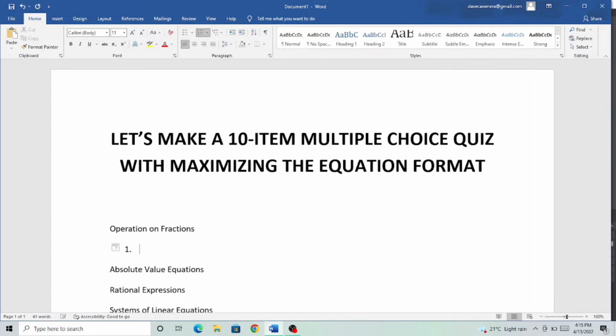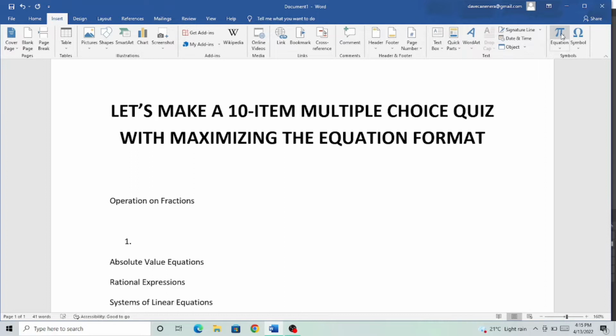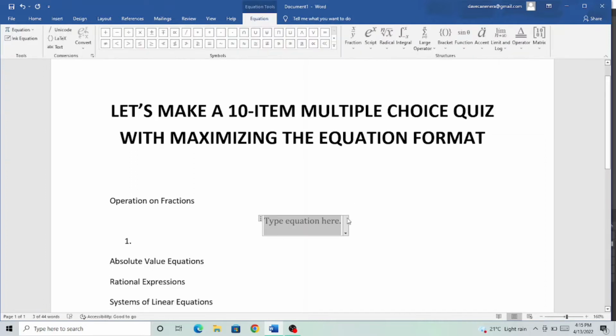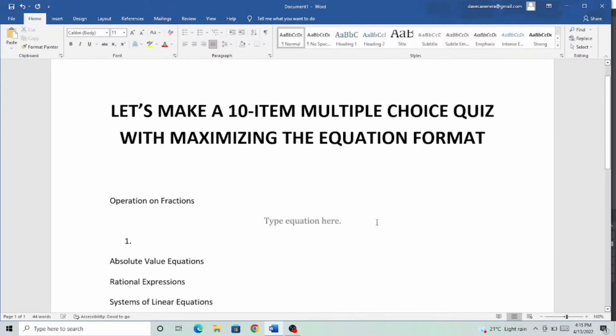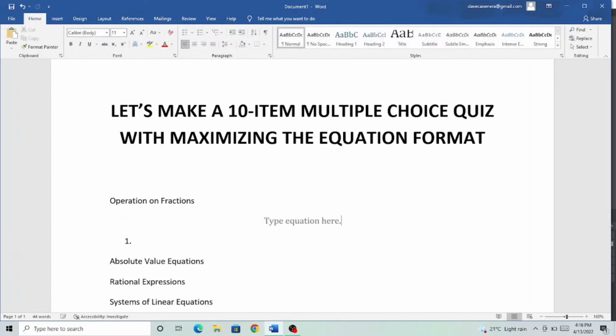We will be simulating it also, but first, if you don't know how to use the equation format, we just have to click the equation here. The other one is the shortcut: you have to click alt and then the plus sign. So for demonstration, that is alt plus. That is our equation format there.